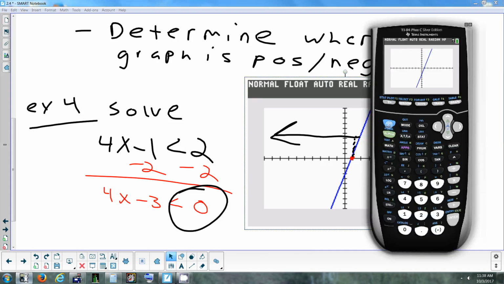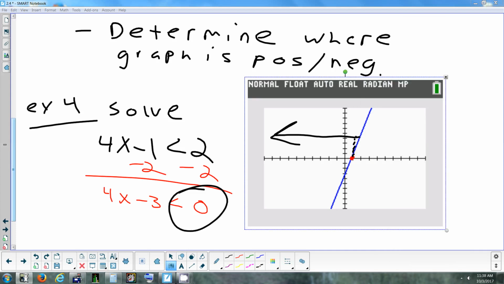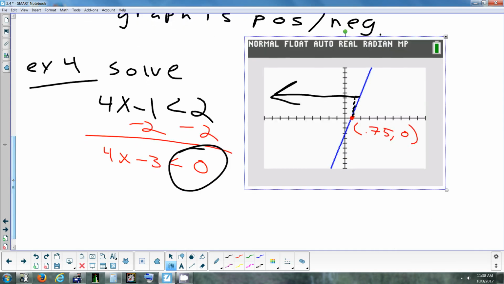Okay, so let's do second calc, 0. Pick a point left, right, guess, and we get 0.75. That's where that root is. That's the coordinate of it: 0.75 comma 0. So would I pick x values that are less than 0.75 or more than 0.75? How about Miley? Yeah, we'd pick less than.